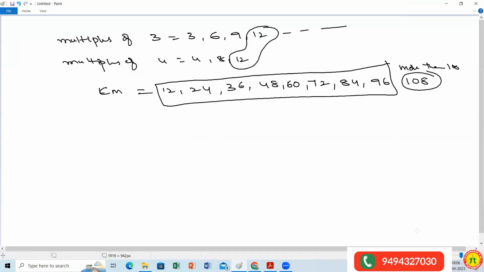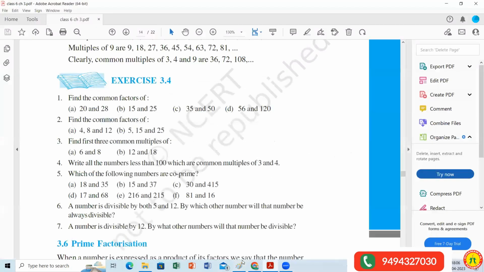Is the question clear, children? Any doubt in the question? Please read the question once again. Write all the numbers less than 100 which are common multiples of 3 and 4. Hope it is clear. Any doubt?